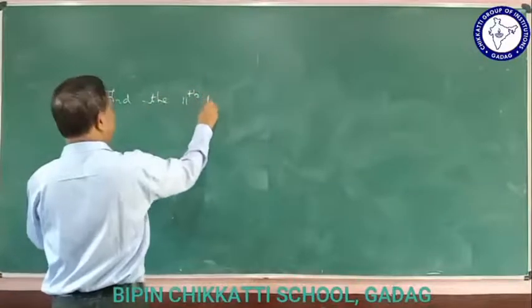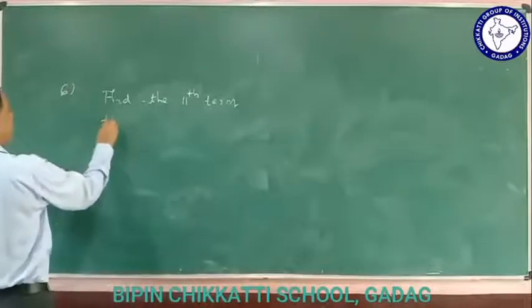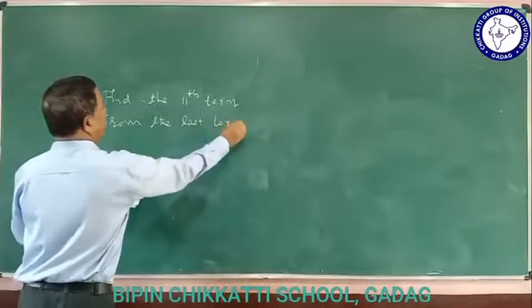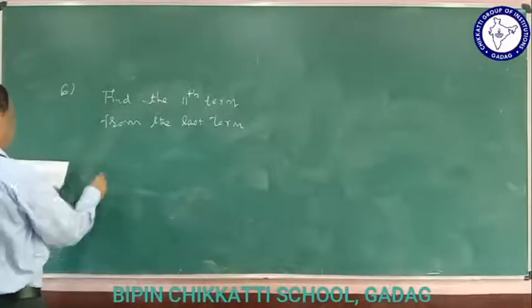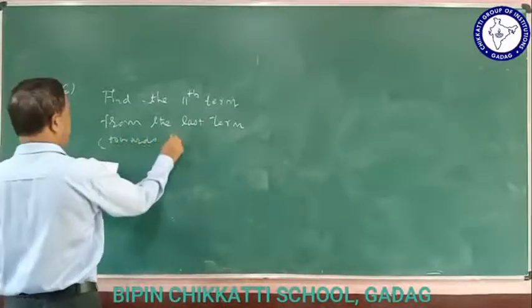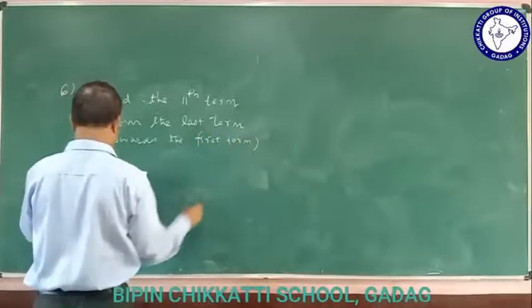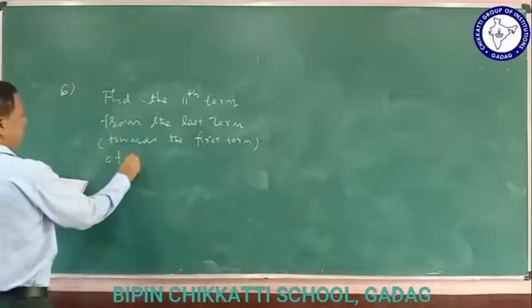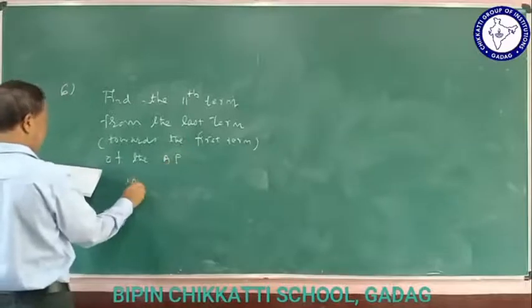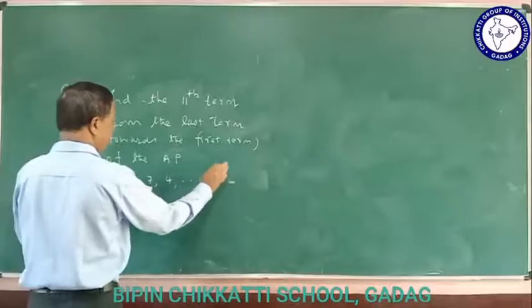Find the 11th term from the last term. So look here, from the last term, the question is towards the first term of the AP. The AP is given: 10, 7, 4, and so on, up to minus 62.